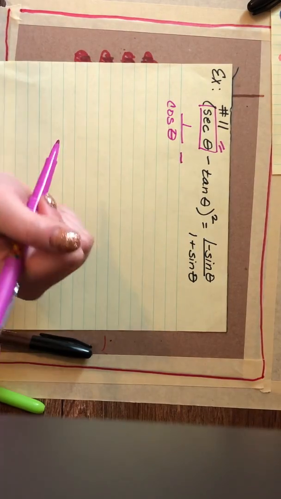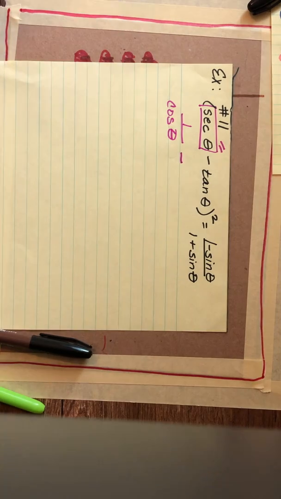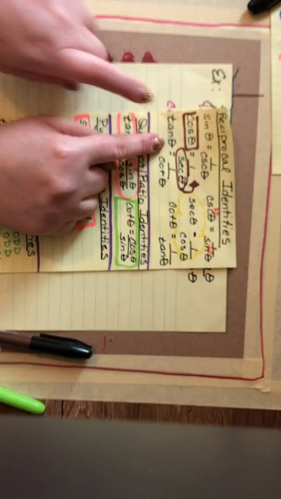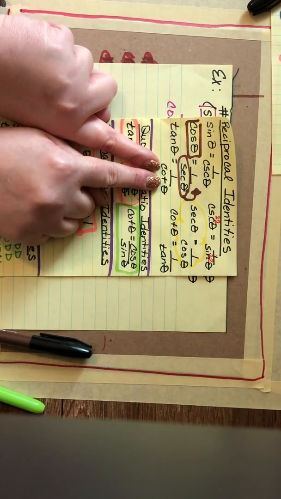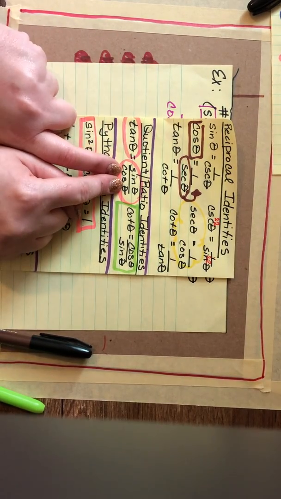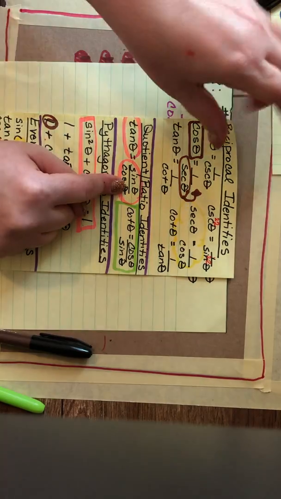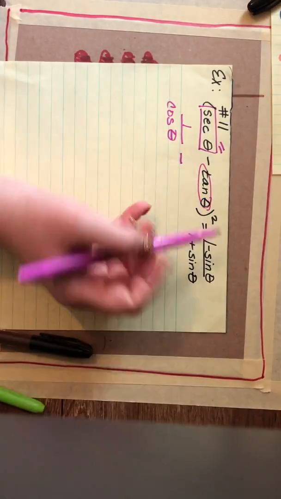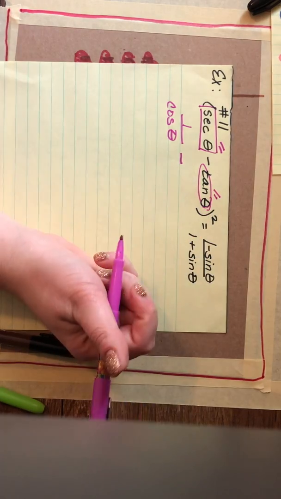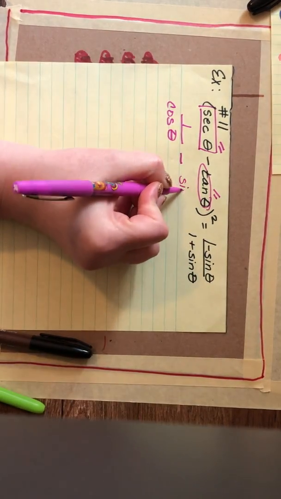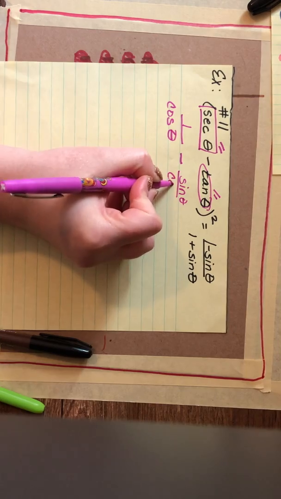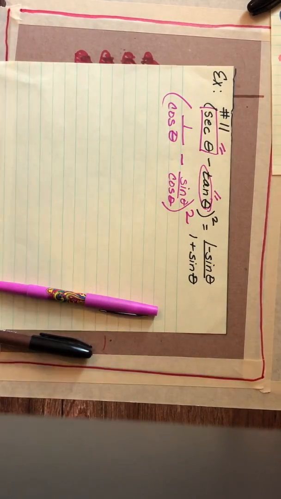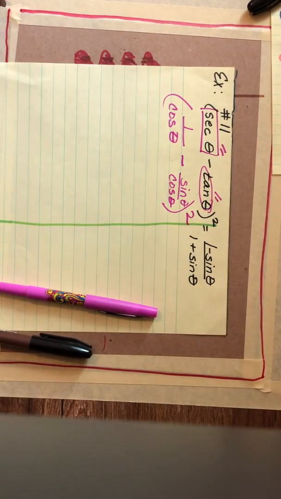Minus tangent, let's look for an identity that says tangent equals something with sines and cosines. Tangent equals something with sines and cosines? No. Tangent equals something with sines and cosines? Yes. So we're going to take this tan and replace it with what it's equal to, sine theta over cosine theta. And remember, this is squared. And remember, we are working on the left side.